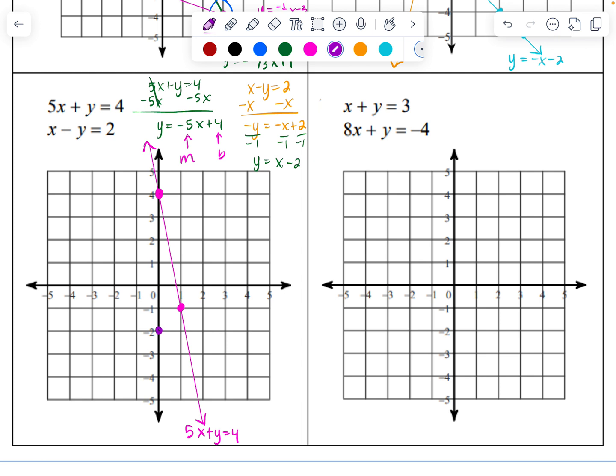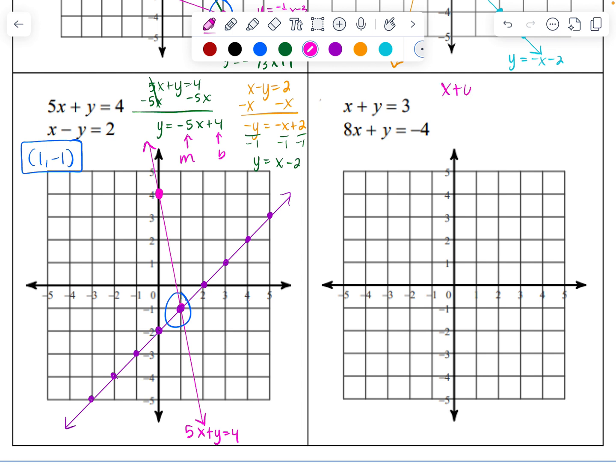So I'm going to start at a -2, and then I've got a positive slope. So rise 1, run 1, and continue as many points as you can on your grid. You see where they're intersecting. Okay. And circle your point of intersection, which is going to be a 1 and a -1. That's your final answer.